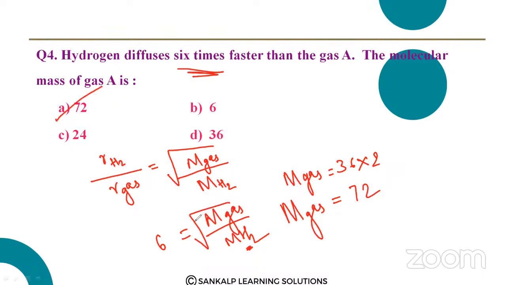What I've done here is shifted the square root to the other side, so you square 6 also and get 36. The molecular mass of hydrogen is 2. So when it goes to this side, it will multiply, and it will be 72. So A is the correct answer.